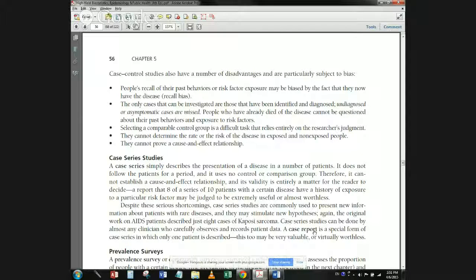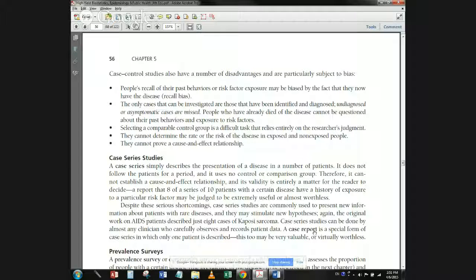Case series studies. A case series simply describes the presentation of a disease in a number of patients. It does not follow the patients for a period, and it uses no control or comparison group. Therefore, it cannot establish a cause and effect relationship, and its validity is entirely a matter for the reader to decide.